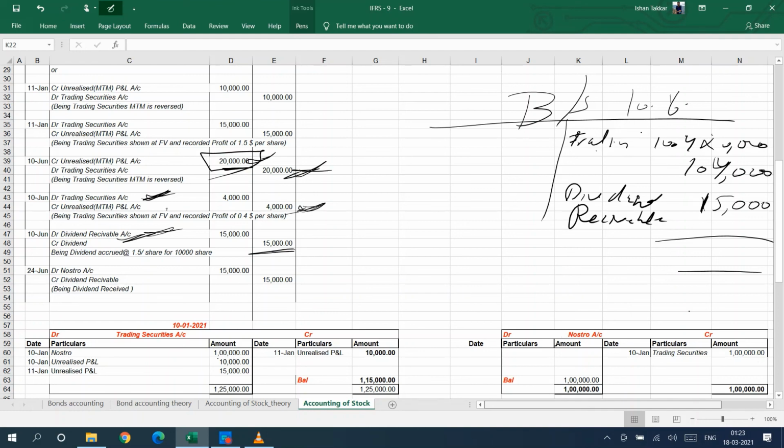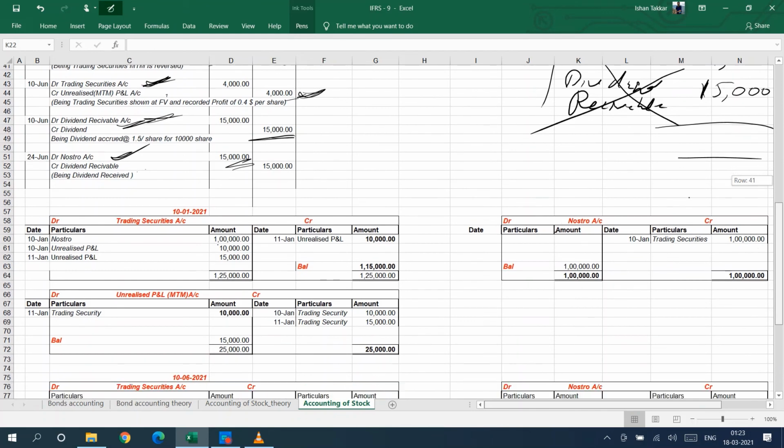And when you receive this dividend, as I said, all the payments and all the receipts are through Nostros. So Nostro account debit, and you will dispose of this asset. You will no longer be showing this asset, so you'll be crediting the dividend receivable. So Nostro account debit to dividend receivable. So that's how we do the accounting.